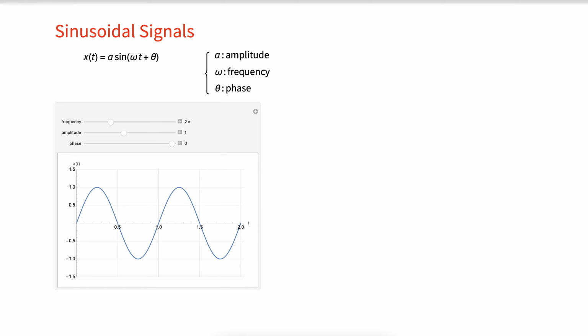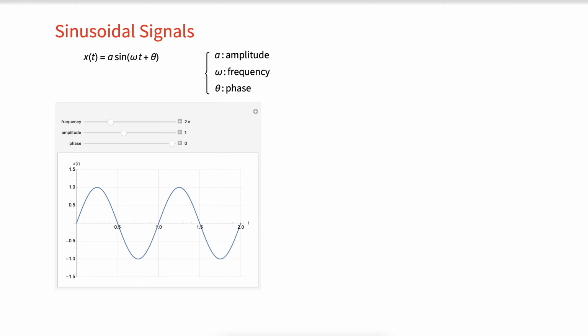Sinusoidal signals are expressed mathematically in the general form A sin(ωt + θ), where A is called the amplitude of the signal, ω is the frequency of the signal, and θ is the phase of the signal. Plotting the sinusoidal signal, you can see how it changes over time.